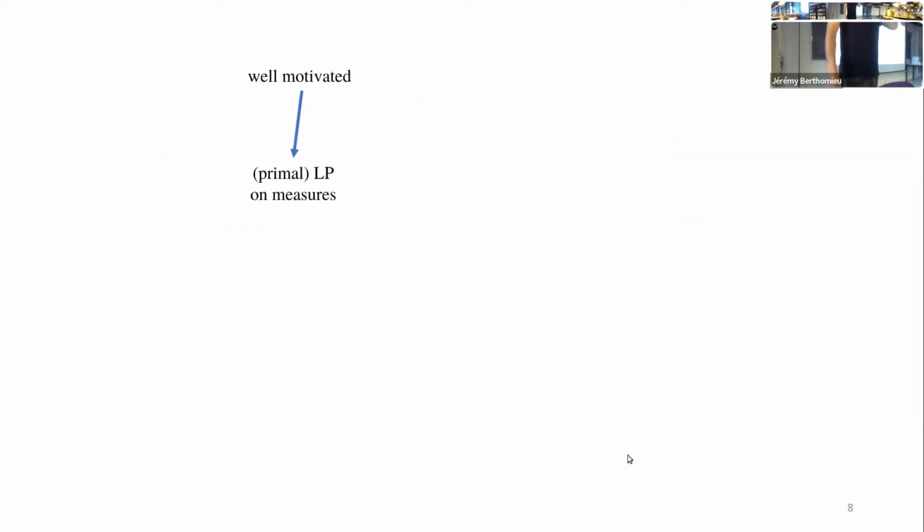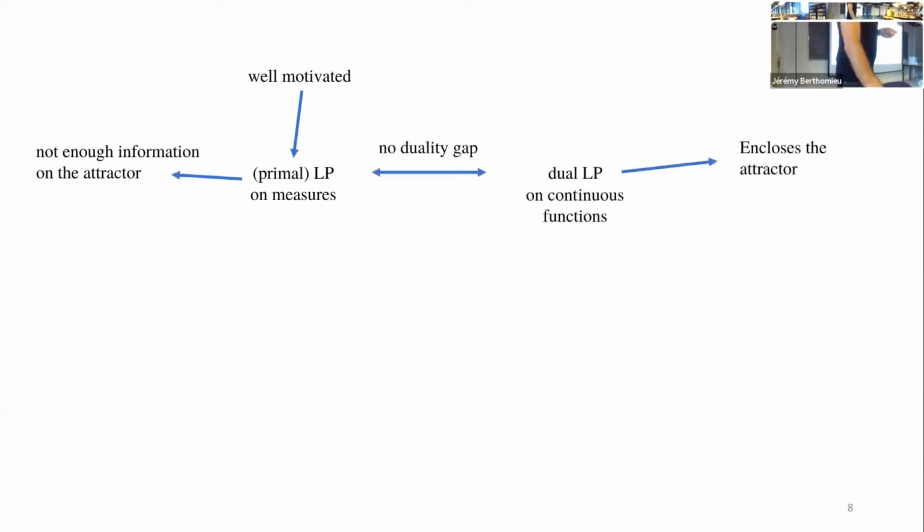Okay, to put the process in a frame: we formulate a primal linear programming problem on measures, which we can do because it's well motivated by the techniques from occupation measures. But there we see it does not have enough information about our attractor. Hence, we also look at the dual. I mean, we should always do this, but in that case, it turns out that the dual problem gives us very good properties for the attractor.